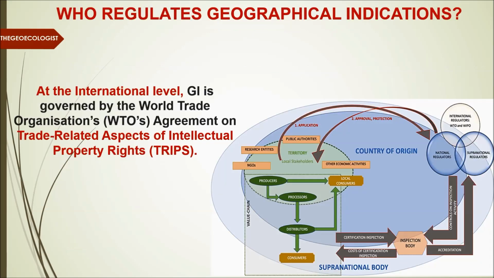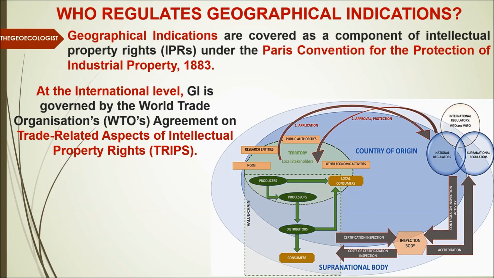Now, who regulates it? Remember, at the international level, GI is governed by the World Trade Organization, WTO. The WTO's agreement is called, in short, TRIPS: Trade Related Aspects of Intellectual Property Rights. So remember, TRIPS is the WTO agreement that regulates GI at the international level, right? Geographical indications are covered as a component of intellectual property rights, IPRs, and they came first in 1883 under the Paris Convention. That was the origin of it.